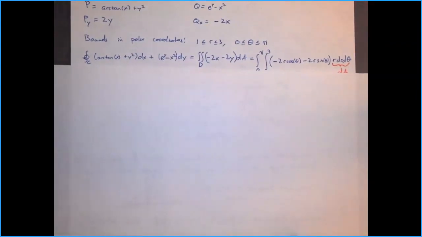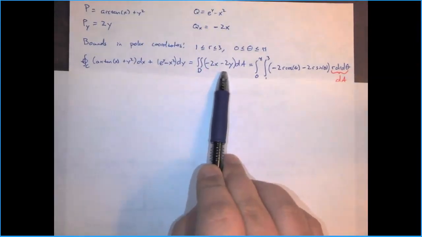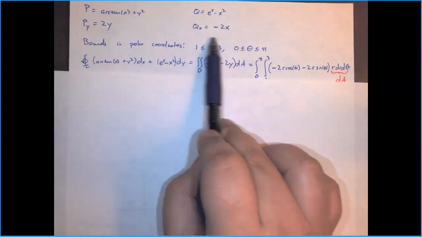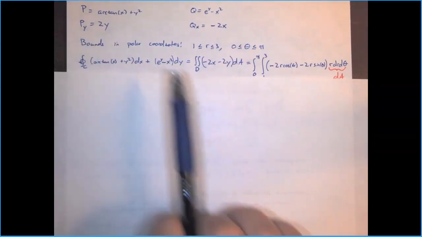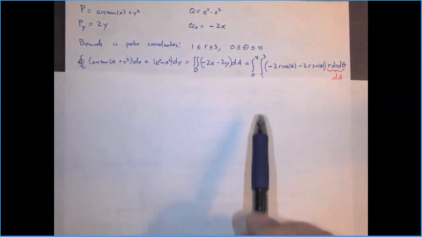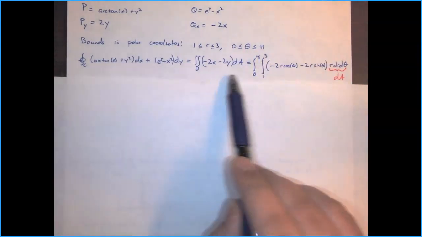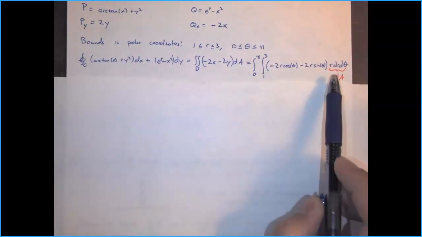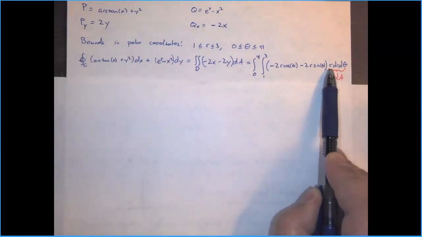So this line integral that I was asked to find is equal to the double integral of negative 2x, which was the partial derivative of Q with respect to x, minus 2y, which was the partial derivative of P with respect to y. But now I need to convert this to polar coordinates. So I can put in my bounds for theta and r. x becomes r cosine theta, y becomes r sine theta, and don't forget to multiply by r. Remember, when we switch to polar coordinates, we have to multiply by r, because dA is actually r dr d theta.